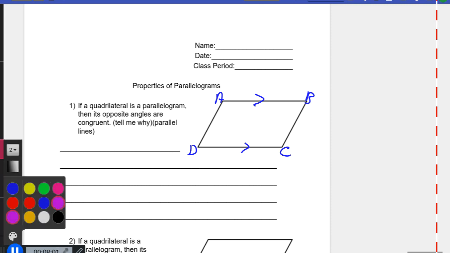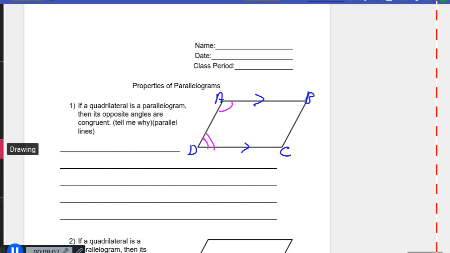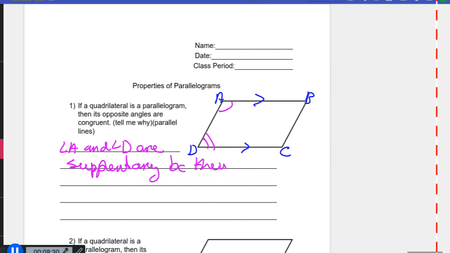So if I know those two are parallel, then I know that these two angles are supplementary because they are same side interior angles. Okay, so angle A and angle D are supplementary because they are same side interiors.